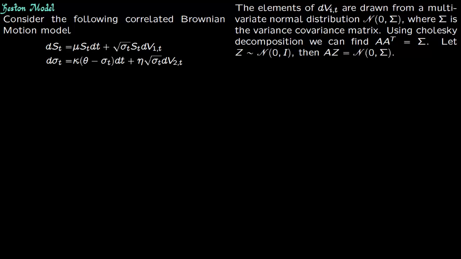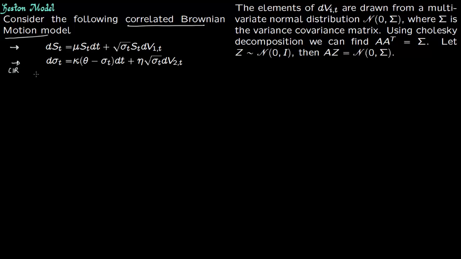We now talk about the Heston model. The Heston model consists of two correlated Brownian motions. So there are two stochastic differential equations in the Heston model. The one is the geometric Brownian motion, which talks about evolution of stock price, and the second is a CIR model, which talks about evolution of volatility.